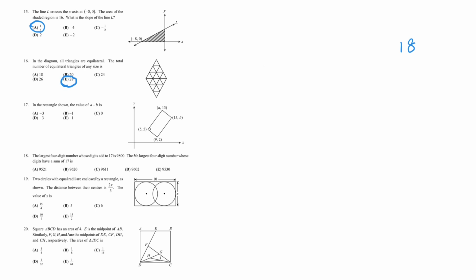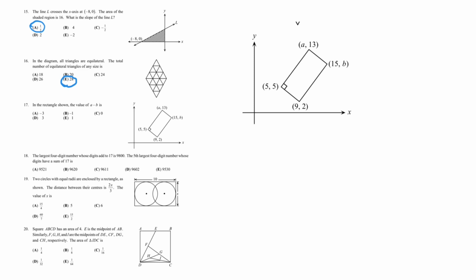Number 17, in the rectangle shown, the value of A minus B is. So for this rectangle, if I label this slope M1, the parallel line has the same slope. This one will be M1. And the line perpendicular to M1 is M2. Here is M2.